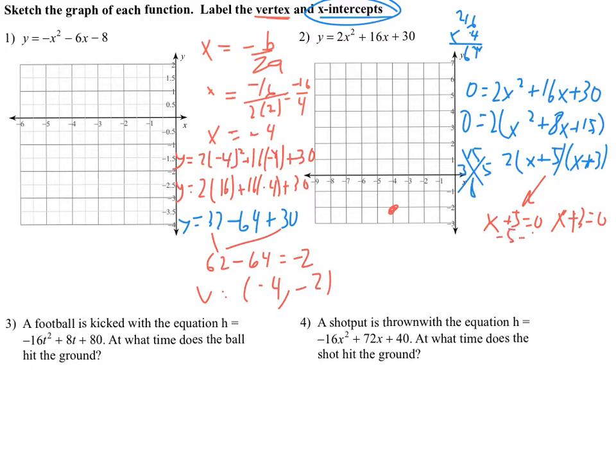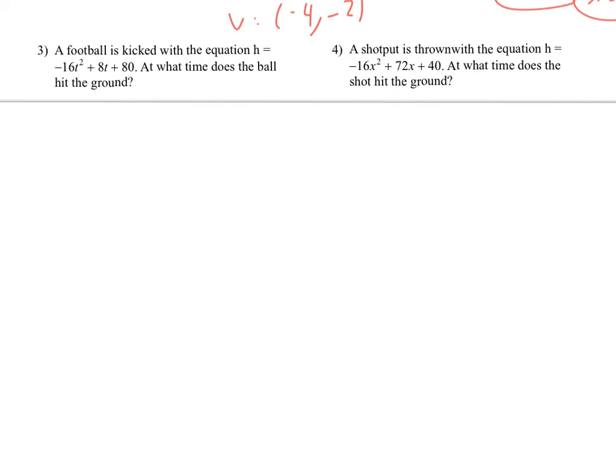So I'm going to subtract 5 here, so x equals negative 5. I'm going to subtract 3 here, so x equals negative 3. So those would be my x-intercepts, so I can draw them right here, and then you can get a good drawing of your parabola.